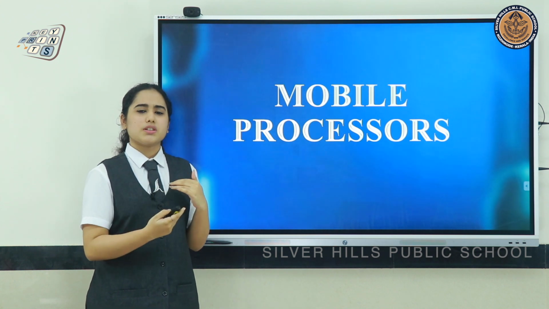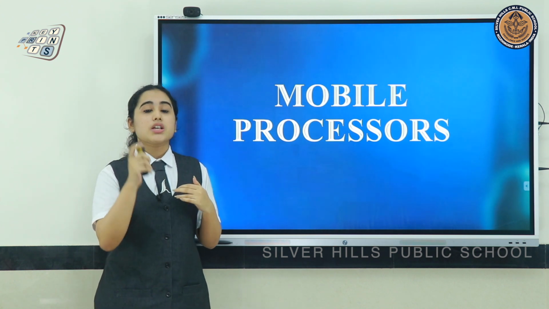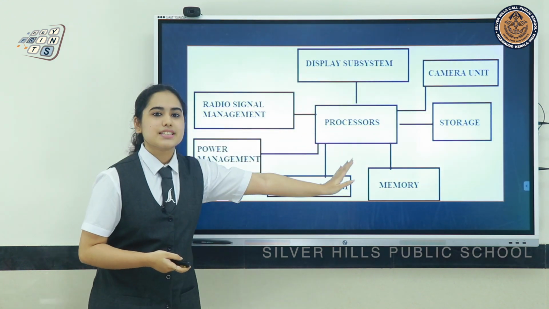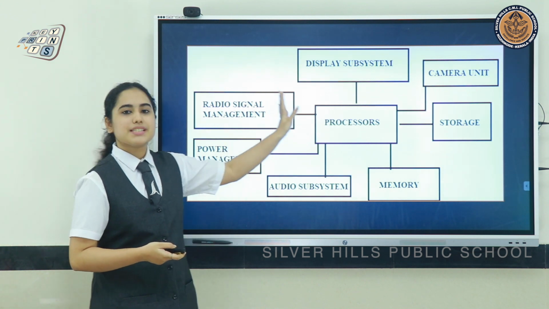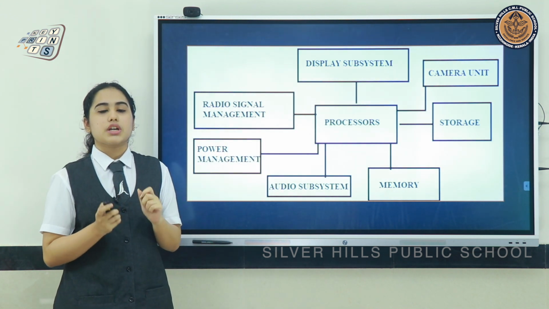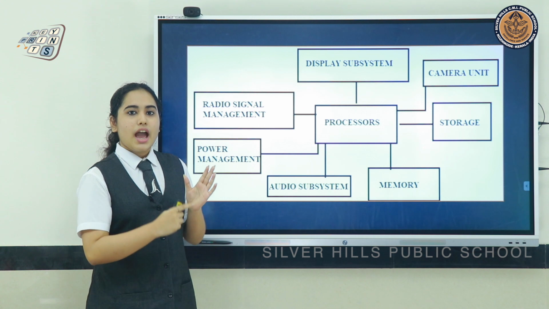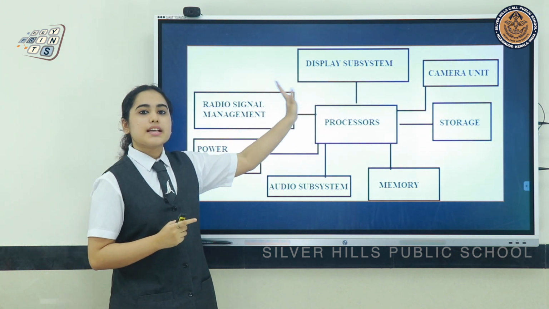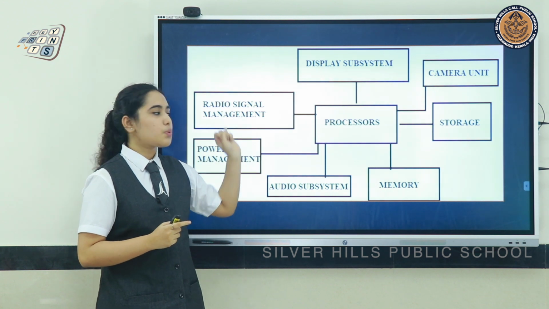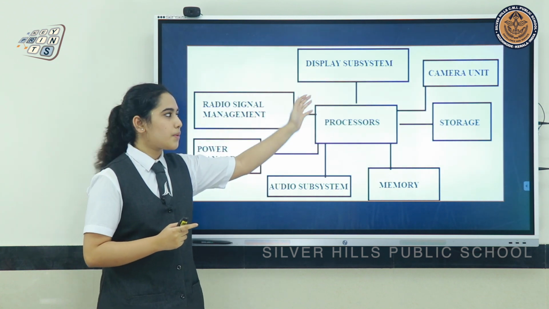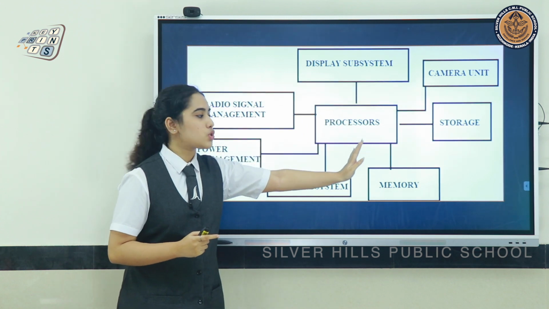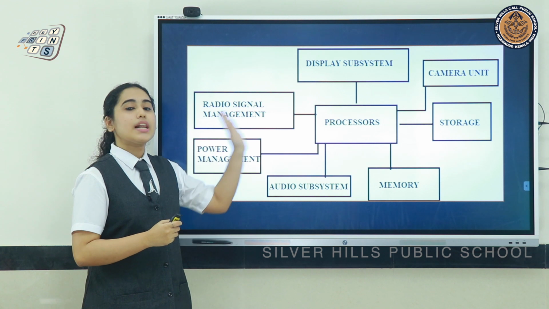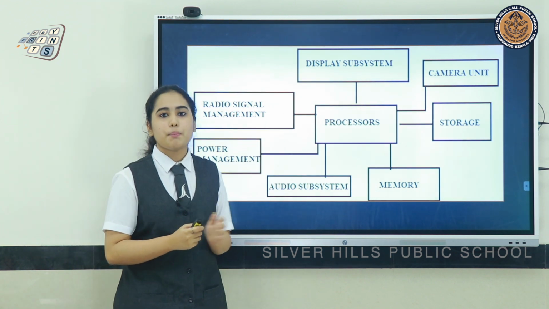Now why do we need processors? Why are we learning about this? Because the processor is responsible, or it controls all these systems in your mobile phone. Say your display subsystem, if you are using 4G or 3G, you have your touch screen, and when you are touching it, it responds to your touch. Why? Because it is having a special connection with your processor which responds to your task. And then we have camera unit, storage, memory, audio, radio and your power management. All this is being controlled by your processors.